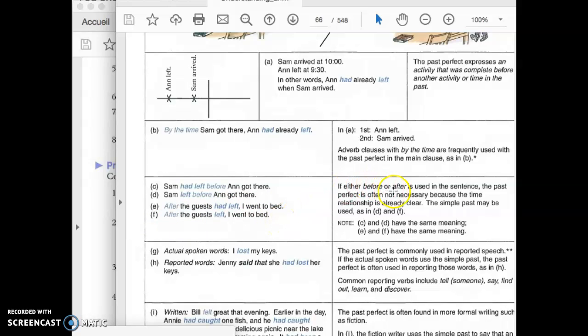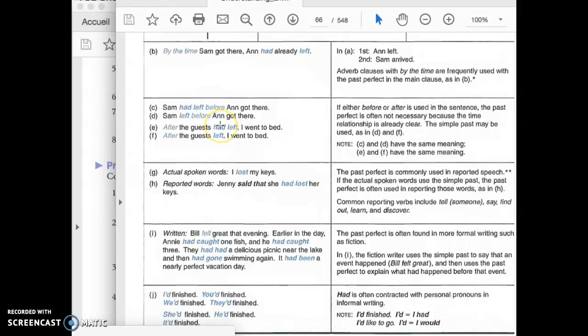If either before or after is used in the sentence, the past perfect is often not necessary because the time relationship is already clear. The simple past may be used. Got, went. Okay? And they have the same meaning. So we're getting really sophisticated here. Okay? So we're going to also continue with the past perfect, but so far try to study the present perfect progressive, and to know all the details concerning those guys.